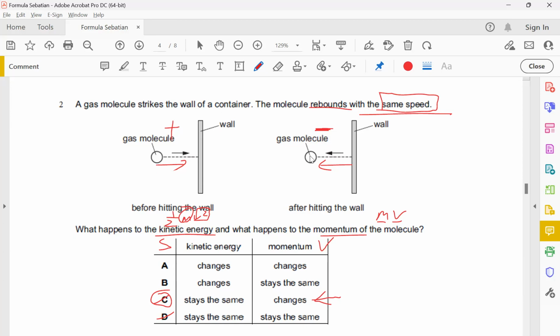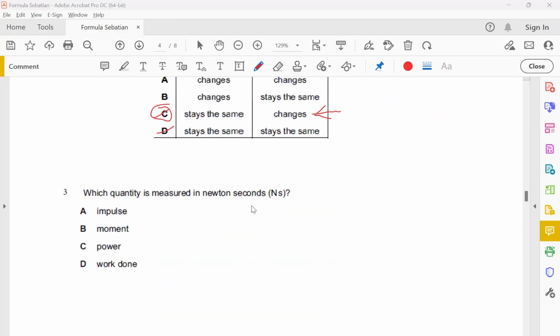Yeah. And number 3, obviously, this one is... What's the answer for this, Xinyan? Moment? What's the formula for moment? Oh, force times distance, which should be in Newton meter. How do you get to Newton seconds?